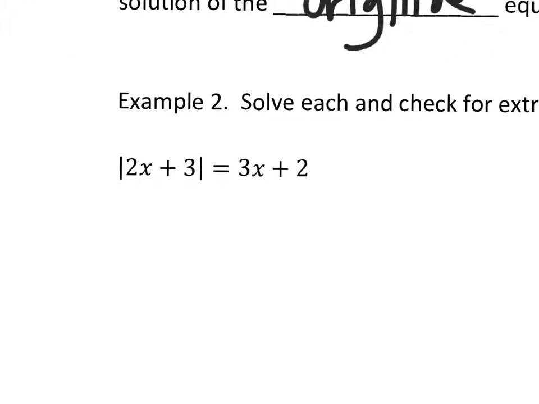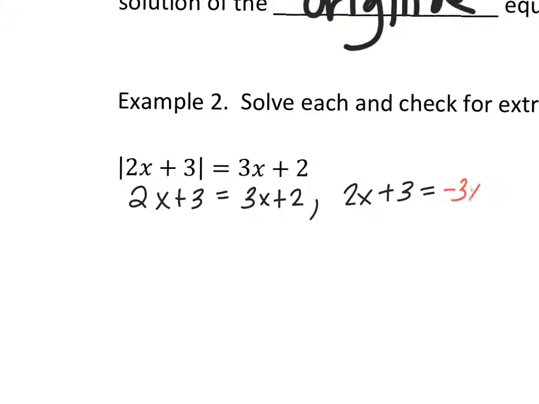So let's look at this one first. The absolute value is by itself, it's isolated. Okay, there's nothing around it on the left-hand side. So what I'm going to do is follow the same procedure as I did above. I'm going to have 2x plus 3 equals positive 3x plus 2. And then a second equation, 2x plus 3 equals negative 3x minus 2. I'm making both of those opposites.